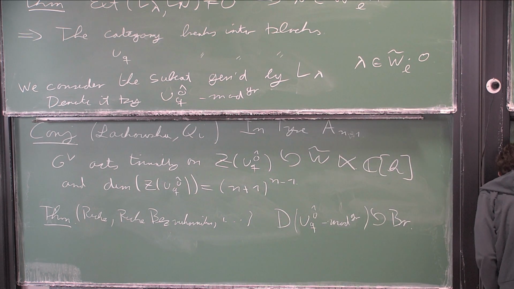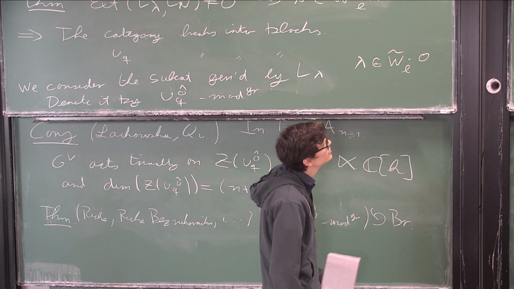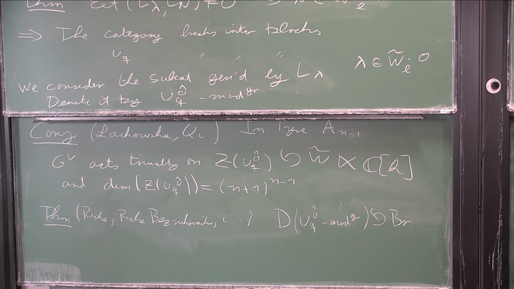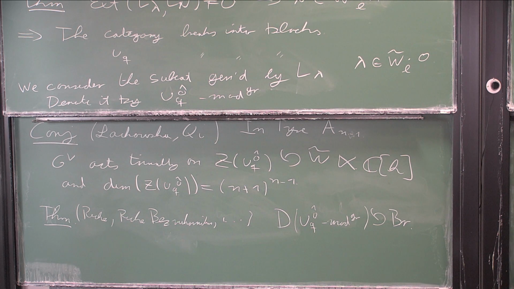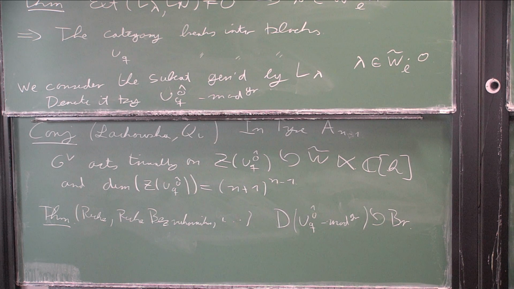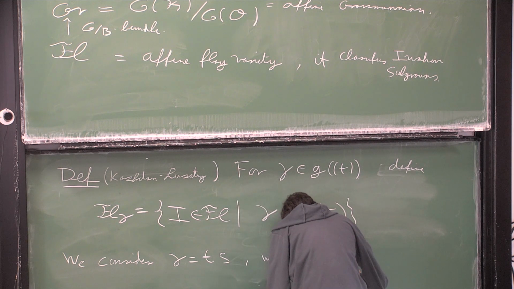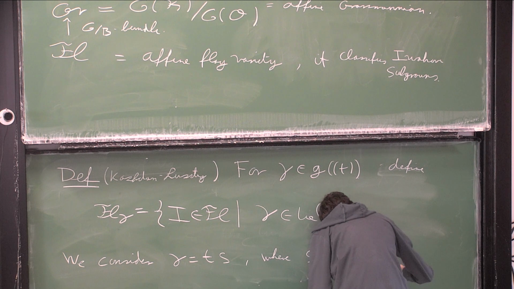So we consider the case when gamma is equal to Ts. So what's Ts? T is the parameter, the variable in the power series, and S is in the Lie algebra of the torus and is regular semi-simple.